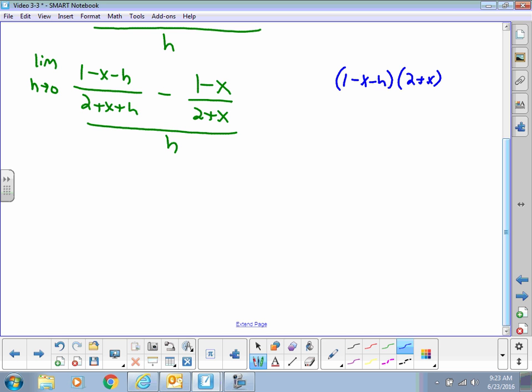So if we distribute the 1, we'll just get 2 plus x. If we distribute the negative x, we'll get negative 2x minus x squared. If we distribute the minus h, we'll get minus 2h minus xh. Now, there's no like terms there, so we'll just write that out in our numerator.